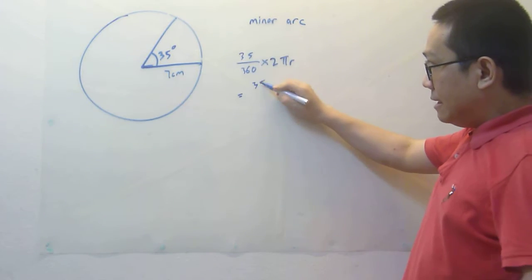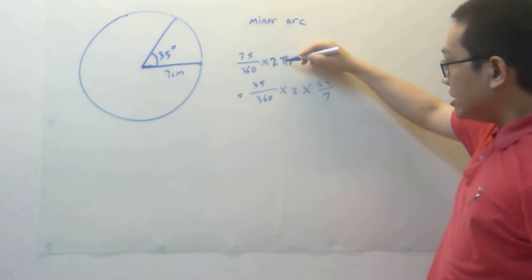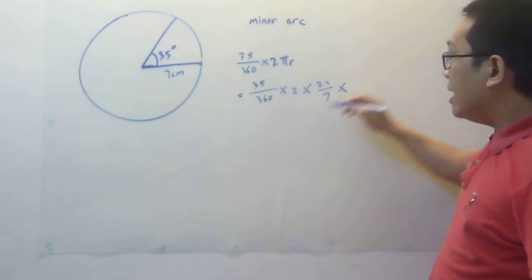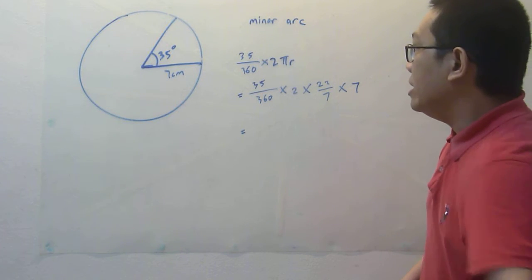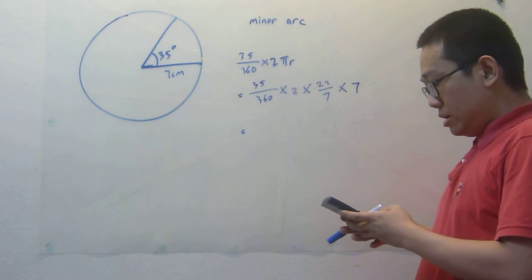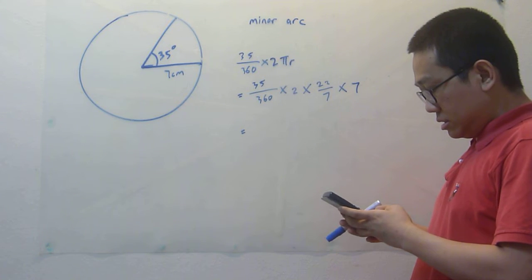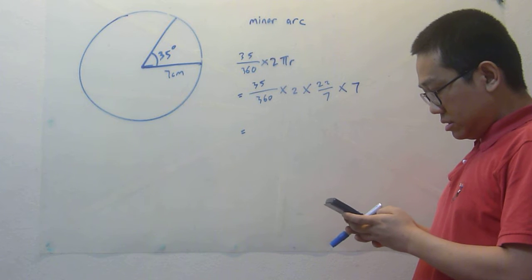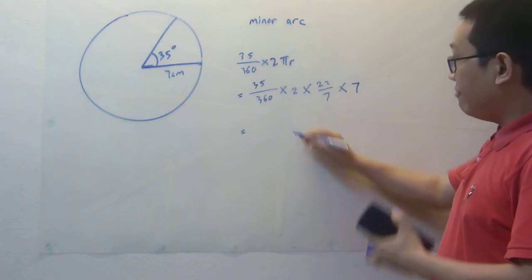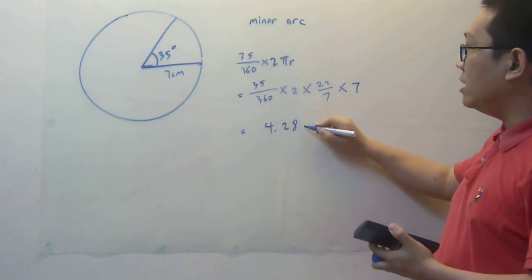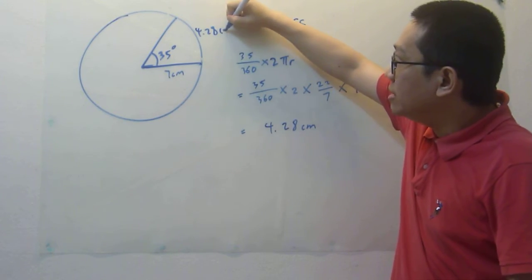So when I do substitution, I put in the figures. Pi is equal to 22 over 7 and r is equal to 7 cm. So if I use my calculator and calculate, I will get 4.28 centimeters. Okay, so this is 4.28 centimeters.